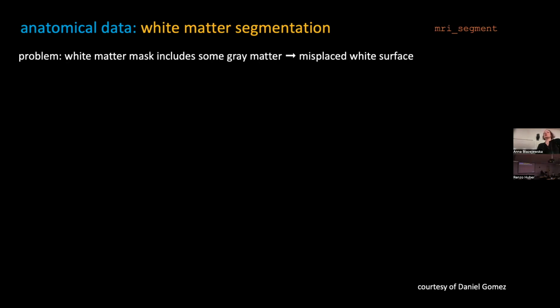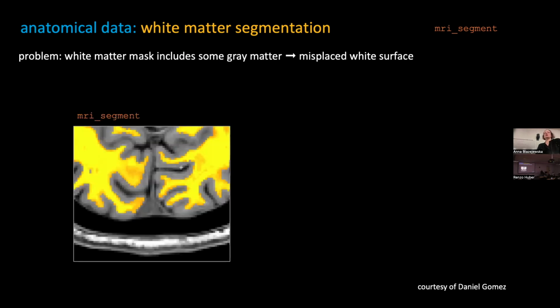Okay. So now let's talk about the white matter segmentation. Again, this is a FreeSurfer recon-all command that segments white matter. And again, here the problem is that this mask often includes some of the gray matter. There can also be holes potentially, but I would say from experience we're seeing more of the gray matter actually being part of this mask, and that will cause the white surface to be misplaced.